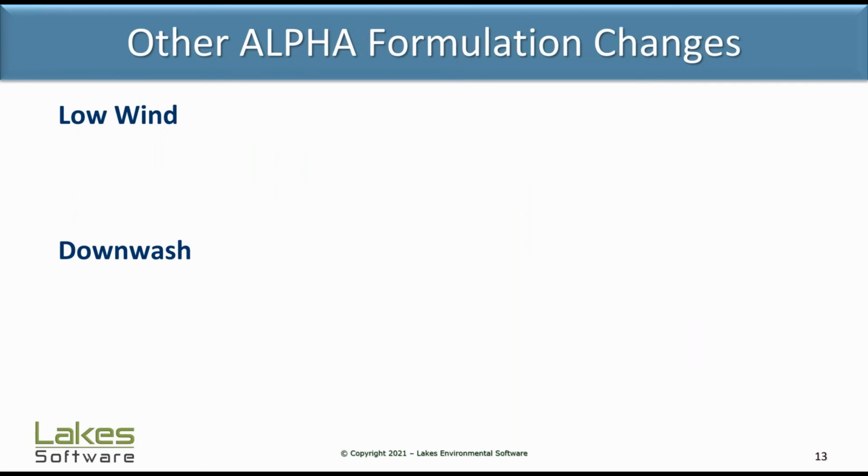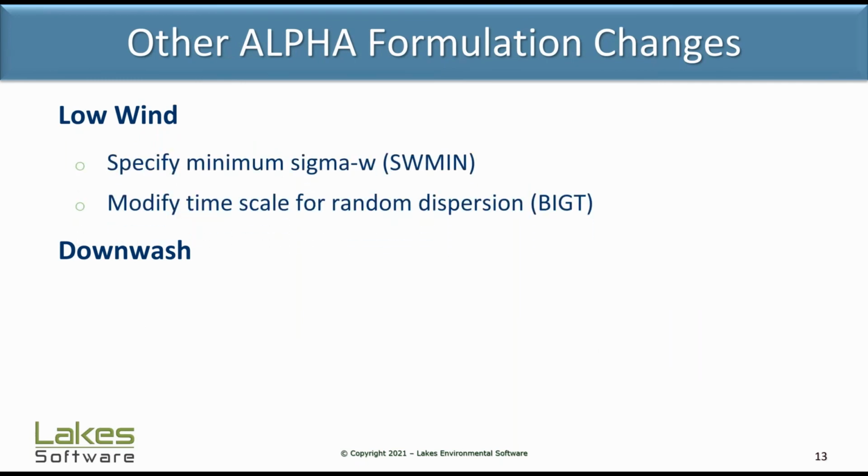Other alpha formulation changes include the long gestating low wind options. The option to specify a minimum sigma W turbulence value can now be included, and the time scale for the random dispersion, which defaults to a single day, 24 hours, can now be modified to anywhere down to a half hour up to 2 days for that random dispersion or TRAN figure. The alpha downwash options have also been updated.